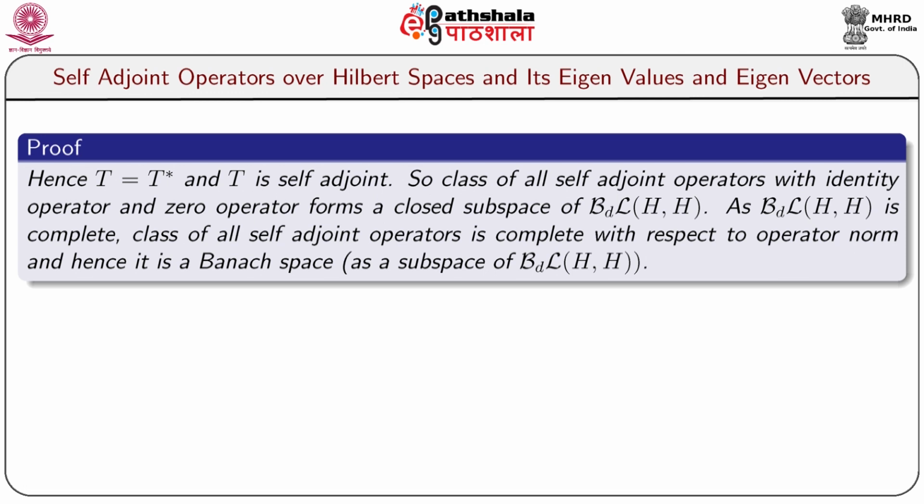So, the class of all self-adjoint operators, with the identity operator and zero operator, forms a closed subspace of B(H). As B(H) is complete, the class of all self-adjoint operators is complete with respect to operator norm, and hence it is a Banach space, that is, it is a subspace of B(H).